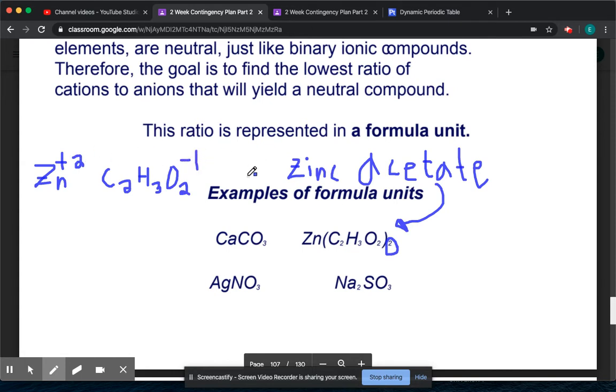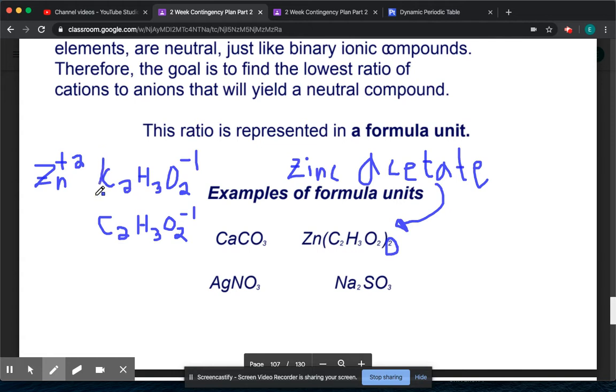Remember, the charges need to cancel, so we're at +2 minus 1. That's +1. So we still need another negative. So we need a second of the entire polyatomic ion. Okay, the entire thing is -1. So now we have two of them. So +2 minus 1, now that's 0.